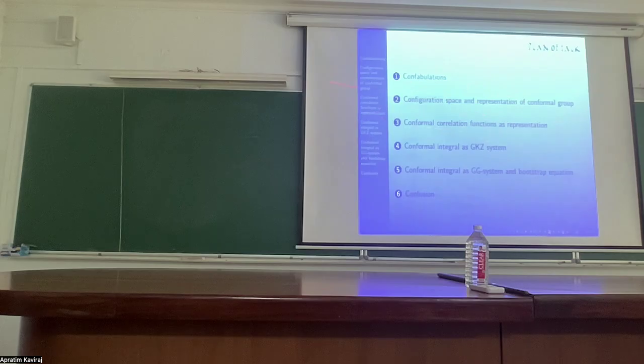Then we talk about correlation functions in conformal field theory and the representations that we get from here. Then write conformal integrals, which appear in the correlation functions, as a so-called GKZ system, and use it in the bootstrap equation. And like last year, I'll talk only about the cons here, since the pros are all here.